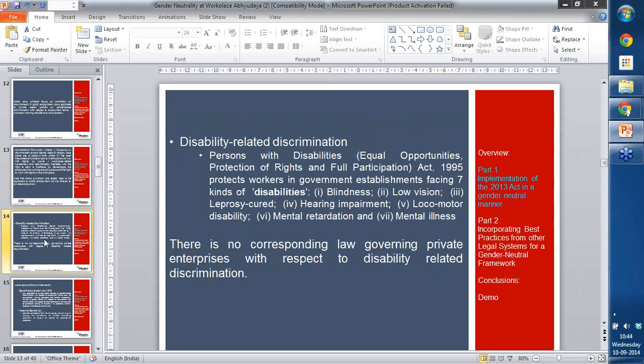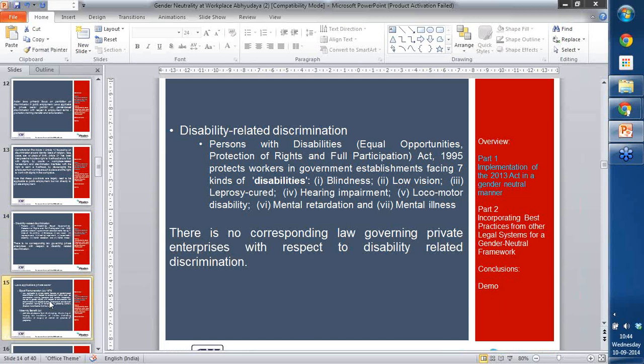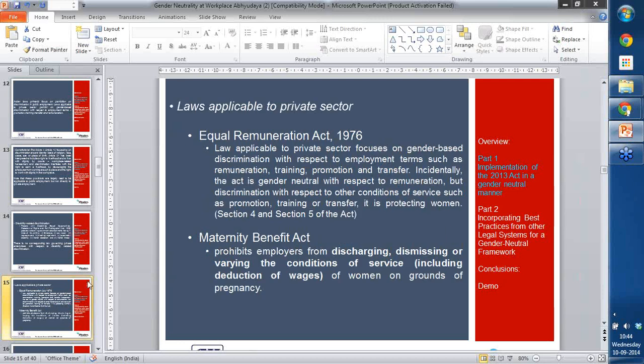Seven kinds of disabilities have been mentioned in the Persons with Disabilities Act, but it is written in the act that it applies to the public sector entities. The wording is in government establishments. The next part now: the Equal Remuneration Act and the Maternity Benefit Act are applicable to the private sector in India.